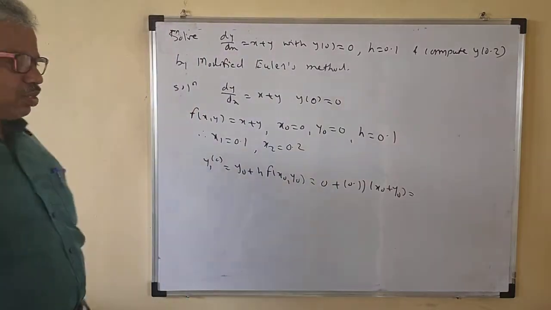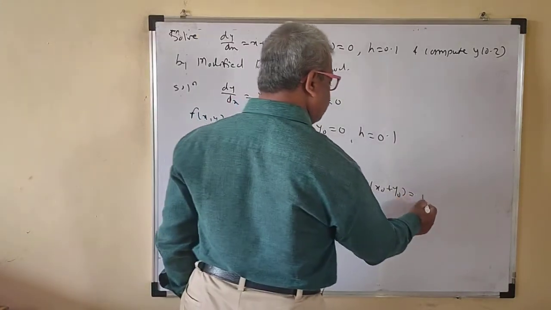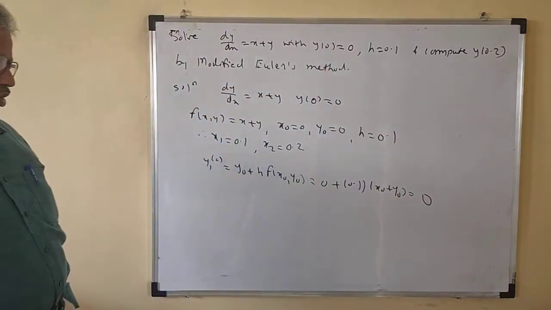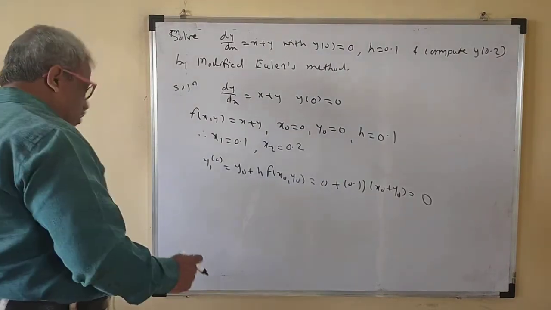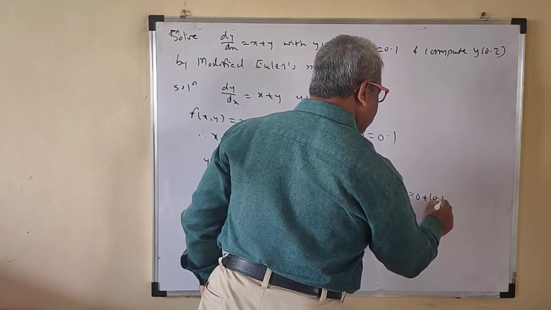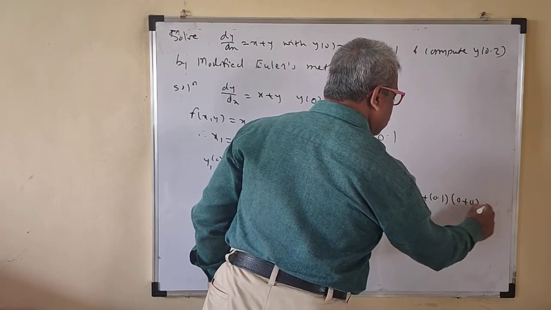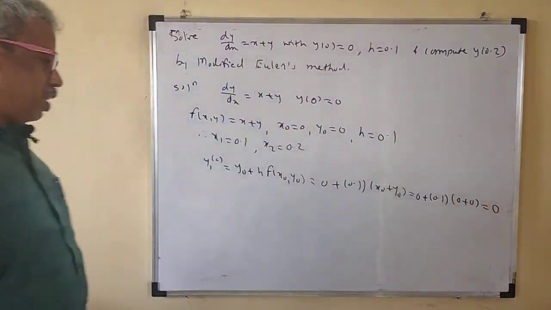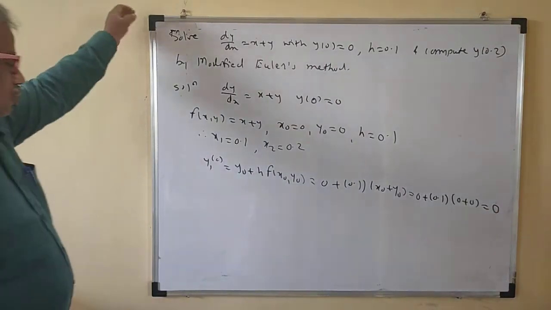But your x naught is 0, y naught is also 0, so this is 0. This is 0. Because this is right, this is what? Your x naught is what? So this is 0 plus 0.1, 0 plus 0 is equal to 0. Okay. So now your y1 of 0 is 0.